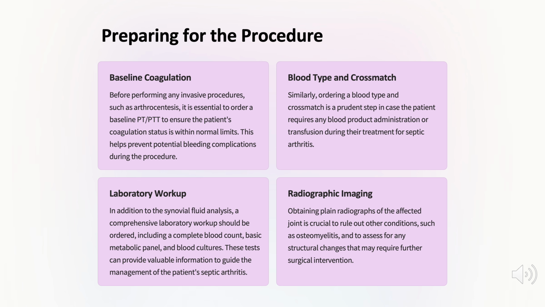Anticipating needs. To preempt any unforeseen circumstances, it's wise to order a blood type and cross-match. This preparation ensures readiness for potential blood product administration or transfusion during the course of treating septic arthritis.